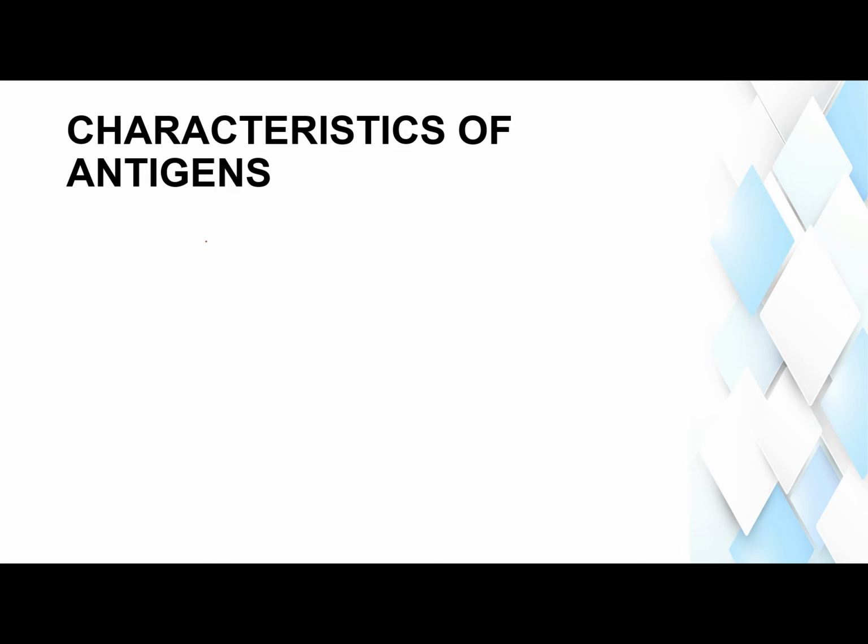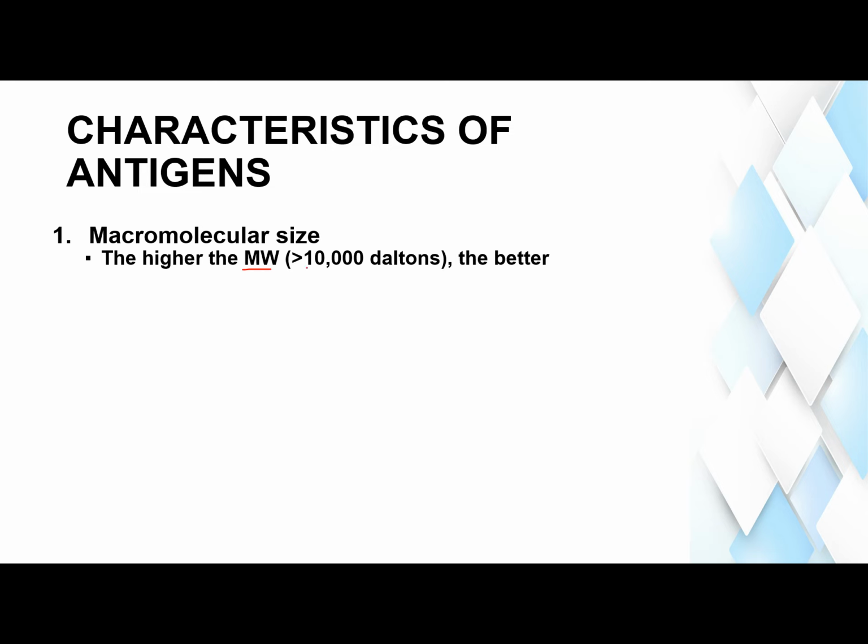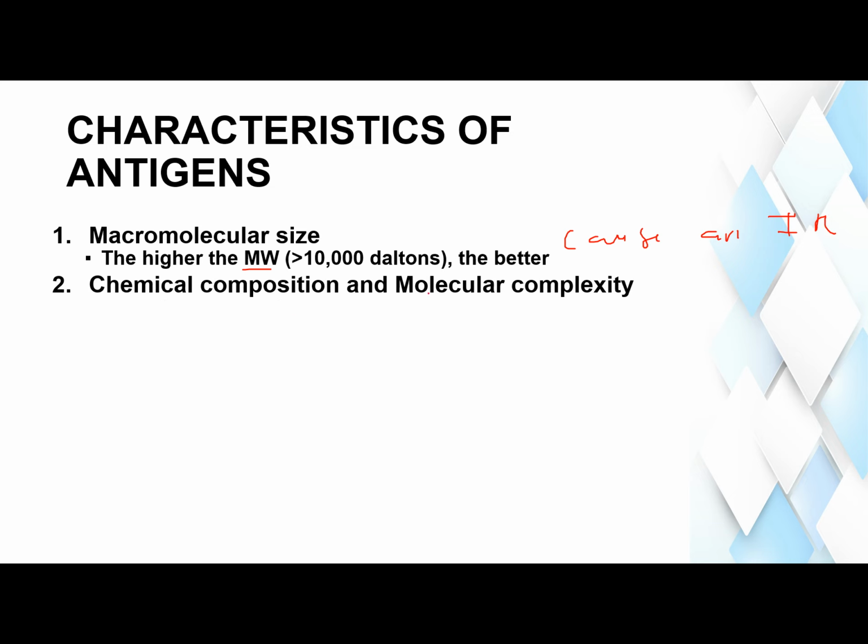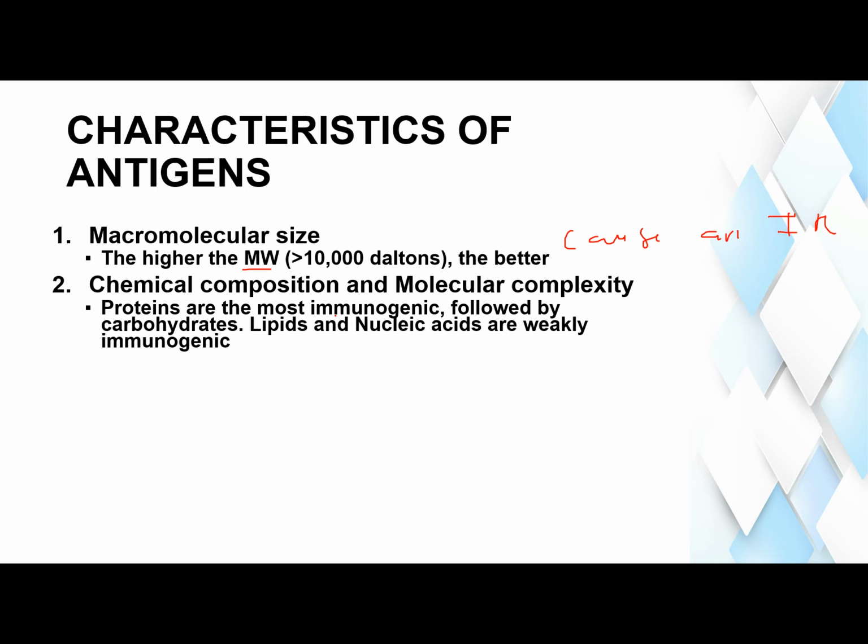Let's go to the characteristics of antigens. The thing you need to remember of your antigens is that the higher the molecular weight, if greater than 10,000 Daltons, the better they are able to cause an immune response. Then chemical composition and molecular complexity. Proteins are the most immunogenic, followed by carbohydrates, lipids, and nucleic acid. So if you're going to arrange them from the one that's the most capable of causing an immune reaction, it would be proteins, followed by carbohydrates, followed by lipids, and nucleic acid.